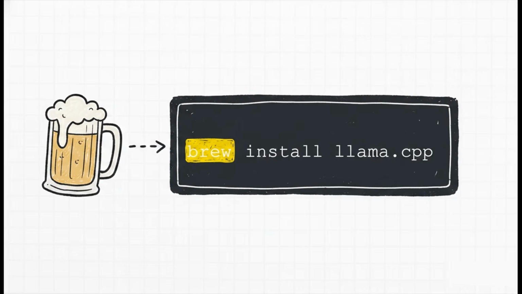Okay, if you're on a Mac, it literally does not get any easier than this. Seriously. You just open your terminal and type brew install llama-cpp. And that's it. You're done. Homebrew takes care of everything, and you are ready to move on.